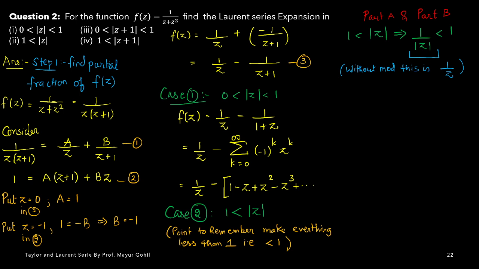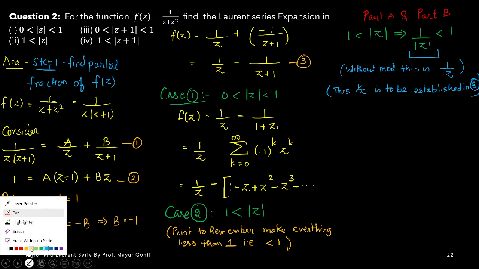Without mod, this is 1 upon z. We have to establish this 1 upon z in equation number 3. Right now it is just an understanding part. So without mod z this is 1 upon z, and this 1 upon z is to be established in 3. That is what we have to do. So let us see how to get it done. It's very easy now.